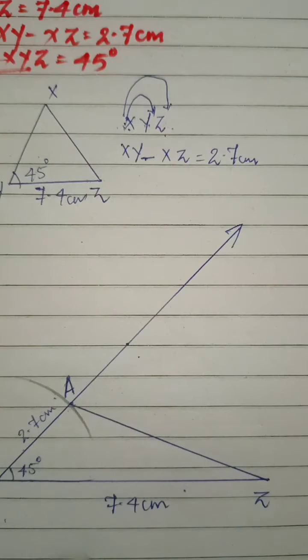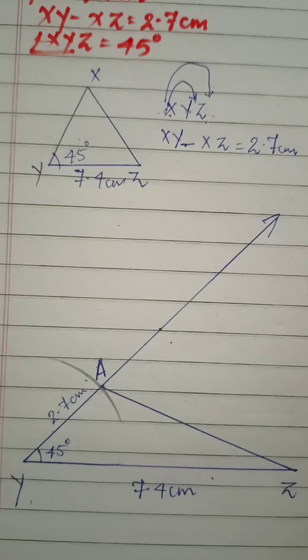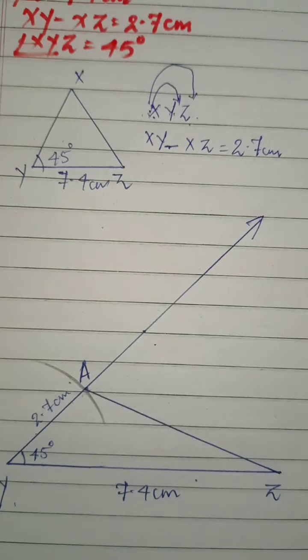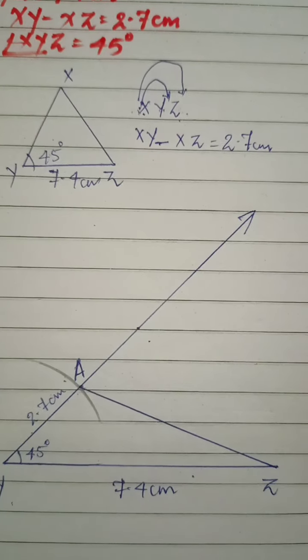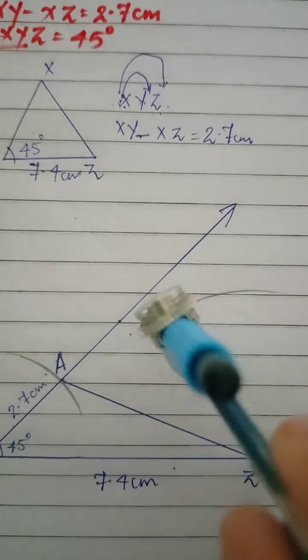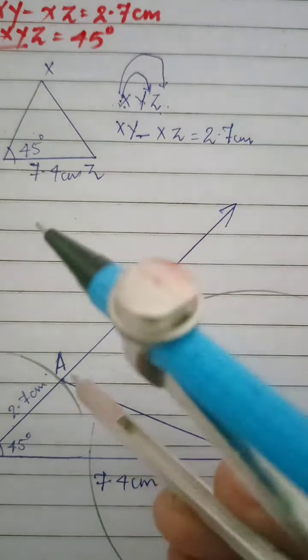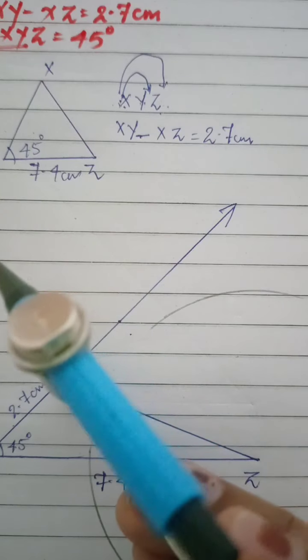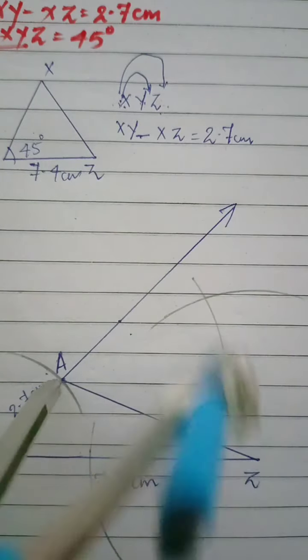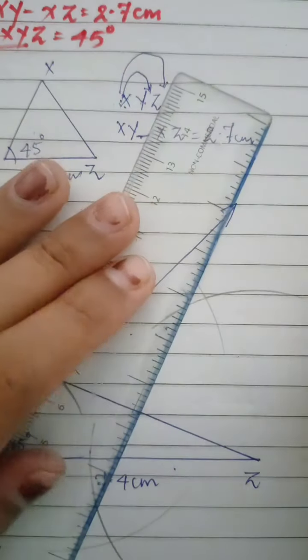Now I will draw a perpendicular bisector on AZ, like we always used to do, right? On the third side, what you get, on that we used to draw a perpendicular bisector. So keep the compass point at Z, more than half, one arc up and one arc down. Same distance, keep the compass point on A, and cut the arcs. Now join them.